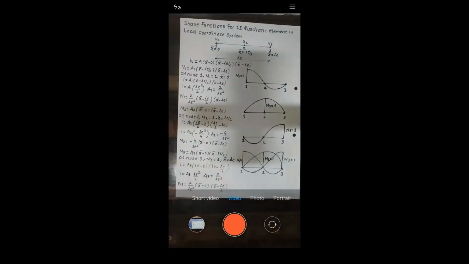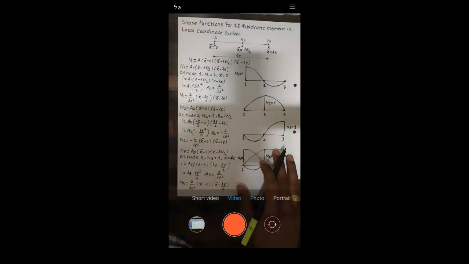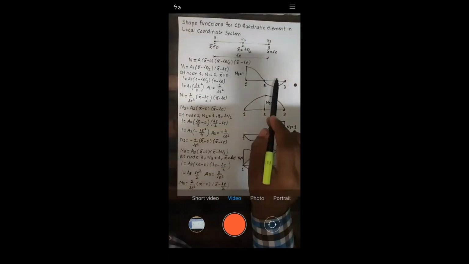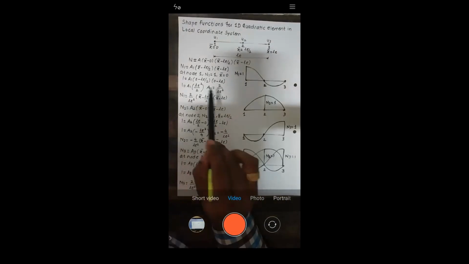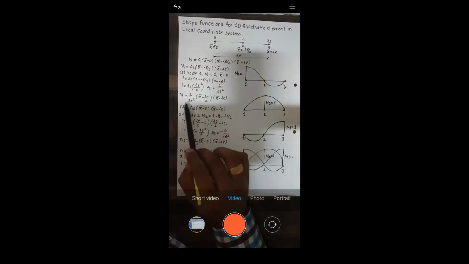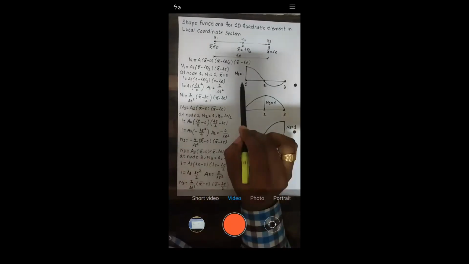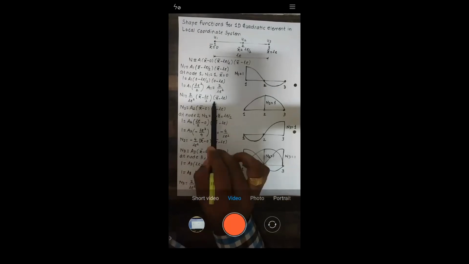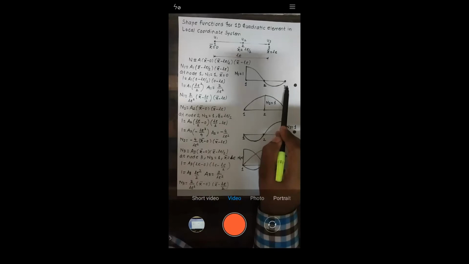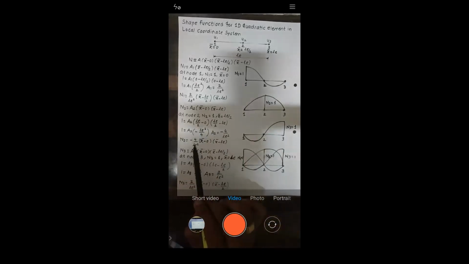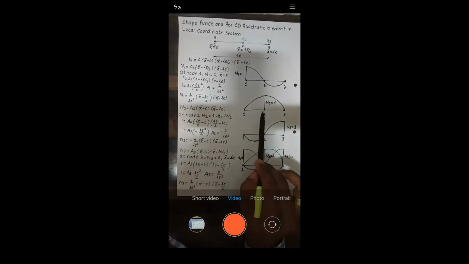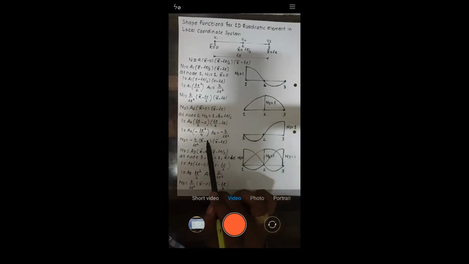See, the graph is for the shape function. See how this graph has been derived. It is just by putting values in this equation. In the equation for N1, if you put x bar equal to 0, you will get 1. If you put x bar equal to LE by 2, you will get 0. If you put x bar equal to LE, you will get 0. Similarly, in the equation of N2, you put x bar equal to 0, you will get 0. You put x bar equal to LE by 2, you'll get 1. You put x bar equal to LE, you will get 0 again.